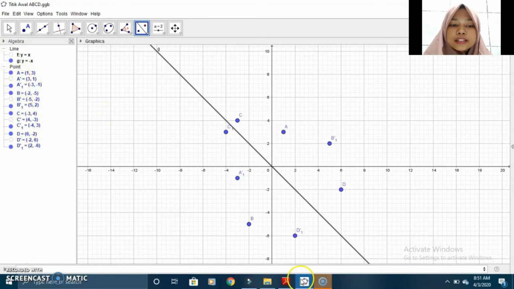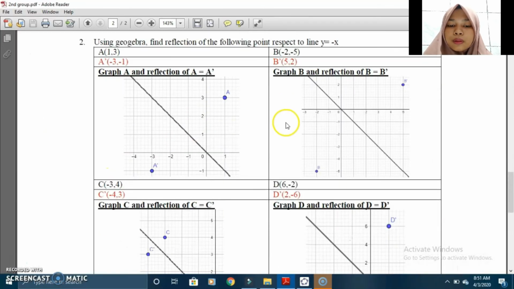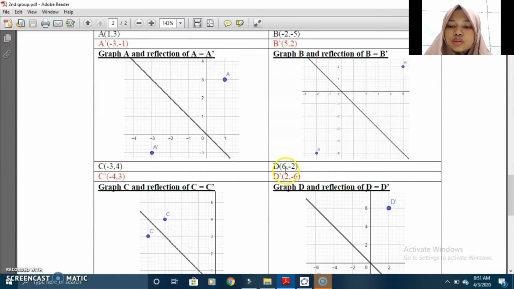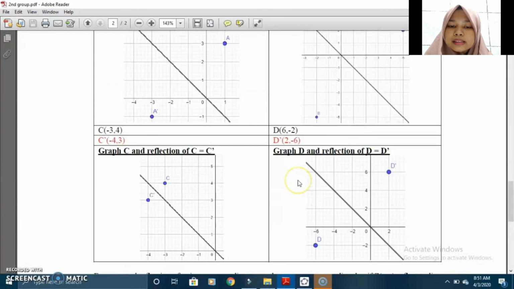These reflections are also equal to my discussion group's results for A', B', C', and D'. Now we look at the pattern. If A is (1, 3), then A' is (-3, -1). B (-2, -5), then B' is (5, 2). C (-3, 4), then C' is (-4, 3). D (6, -2), then D' is (2, -6).